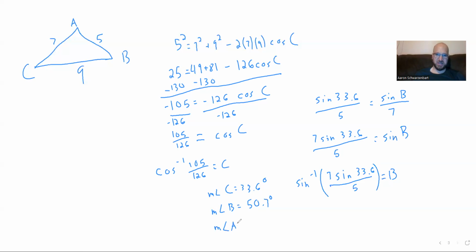So measure of angle A is then I subtract, and I get 95.7 degrees for A. It was over 90. It was good that I did B here first. Otherwise, I would have gotten that wrong. So that's the law of cosines.